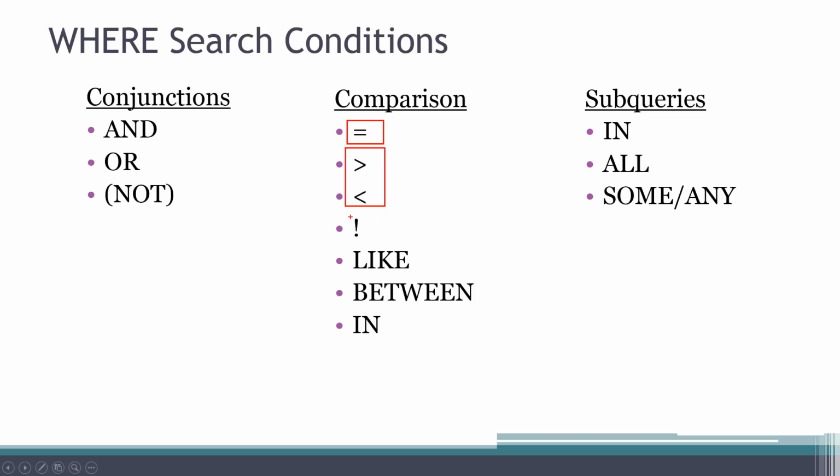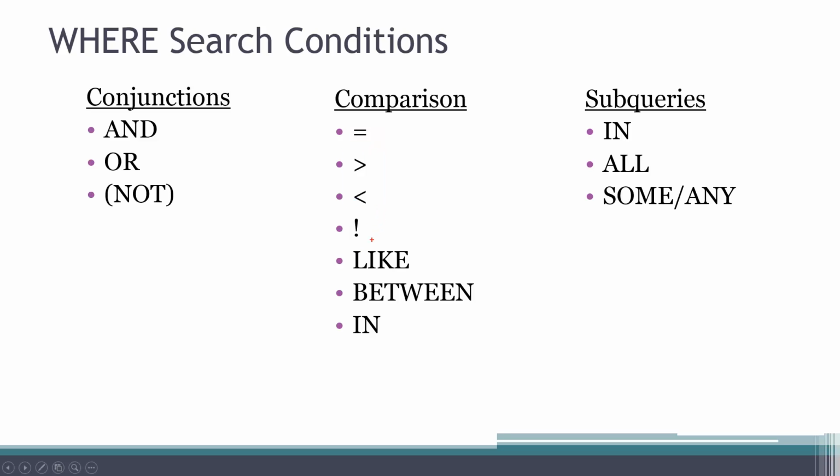We can also use an exclamation mark, which is sometimes called a bang or a not. This is used in conjunction with the equals or the less than or greater than to negate it. We're looking for colors that are not red. Exclamation point equals red. Or not greater than 5. Exclamation point greater than 5. So this will give us everything but what we have indicated in our where clause.